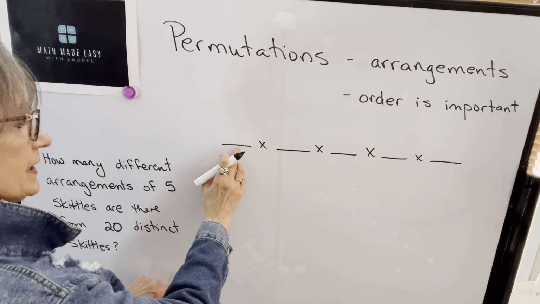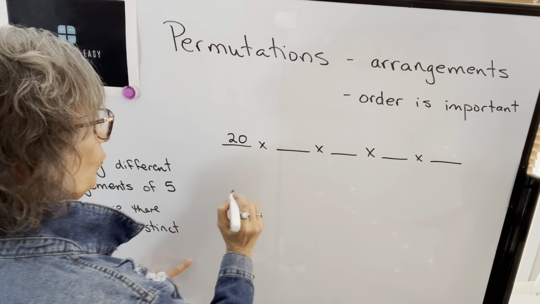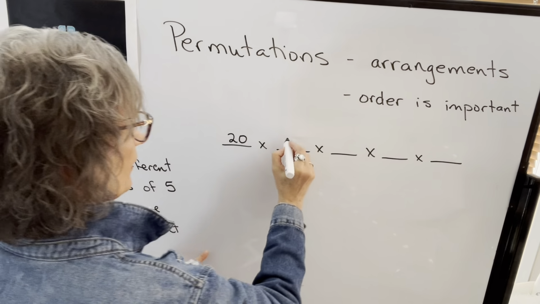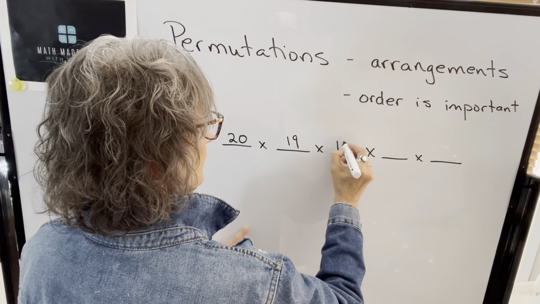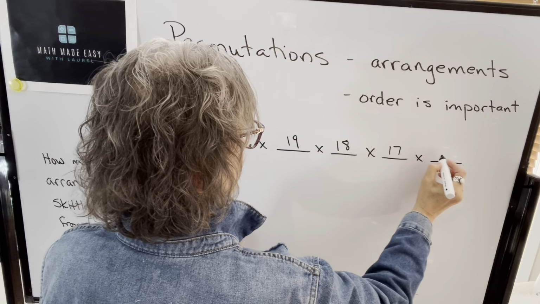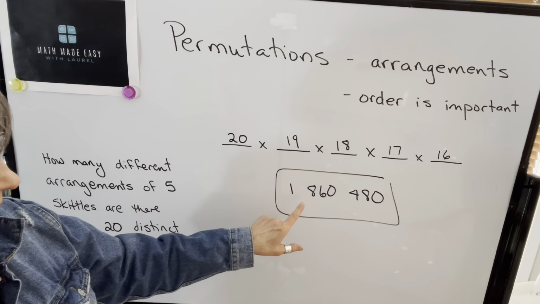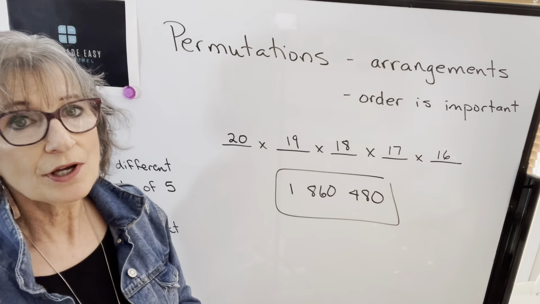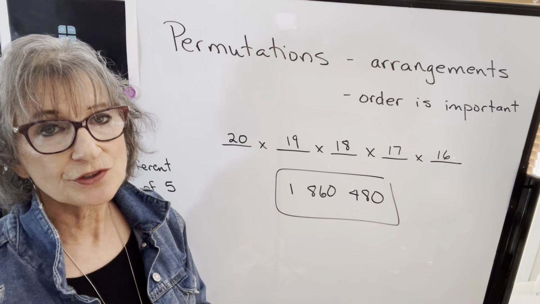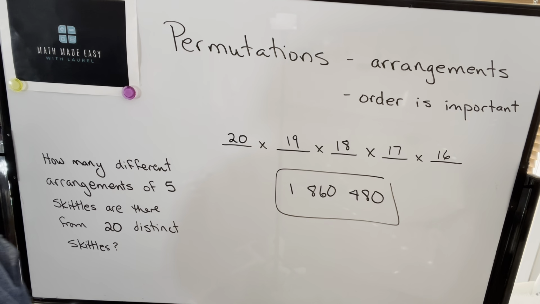So my first choice, if there are 20 to choose from, I put 20 here. Once I've chosen the first Skittle, I only have 19 to choose from for my second one, then 18, then 17, then 16. When I multiply all of those numbers, I get 1,860,480 possible permutations or arrangements of those 5 Skittles out of 20.